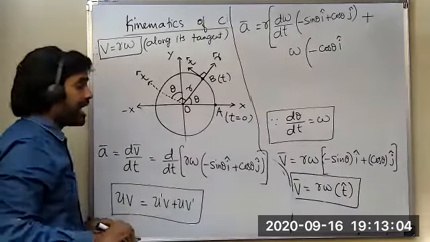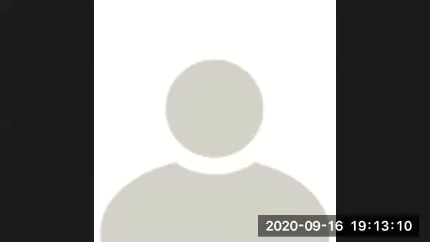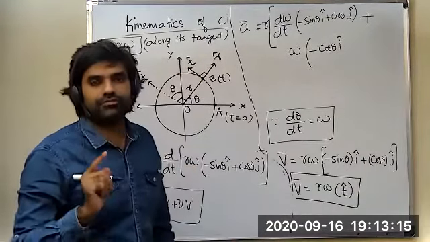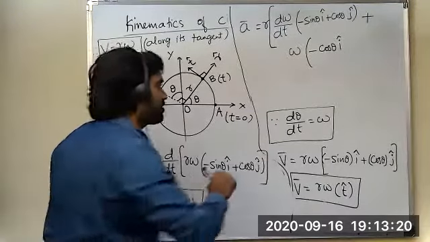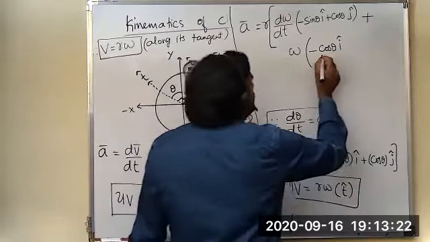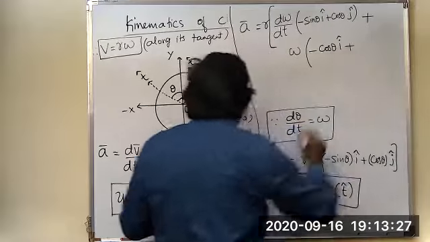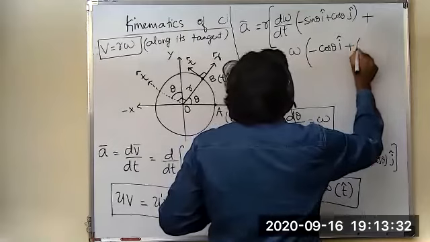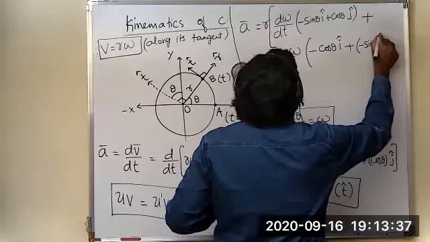omega. Omega is angular velocity. Rate of change of angular displacement is angular velocity. Theta is angular displacement. S is linear displacement, and rate of change of linear displacement is going to be linear velocity. In the same way, students, rate of change of angular displacement is going to be angular velocity. So minus cos theta into i cap, plus, because differentiation of cos theta is going to be minus sine theta, again minus sine theta into j cap.